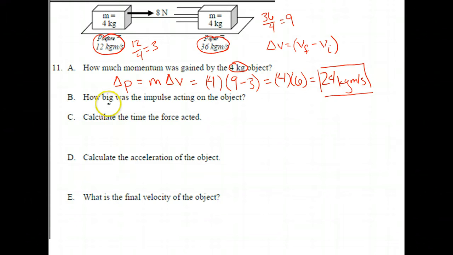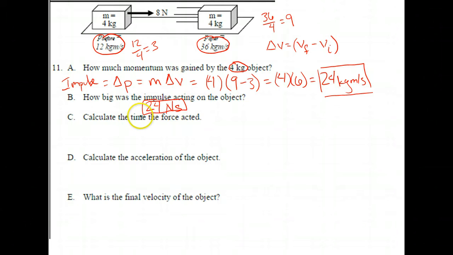Okay. Now, how big was the impulse acting on the object? Well, we just figured that out, basically. We did the mass times your change in velocity, which is also equal to your impulse. So your change in momentum is equal to your impulse, which we just calculated as 24. And we'll just change the units to Newton seconds. If you put 24 kilogram meters per second, that's fine too. Either or.